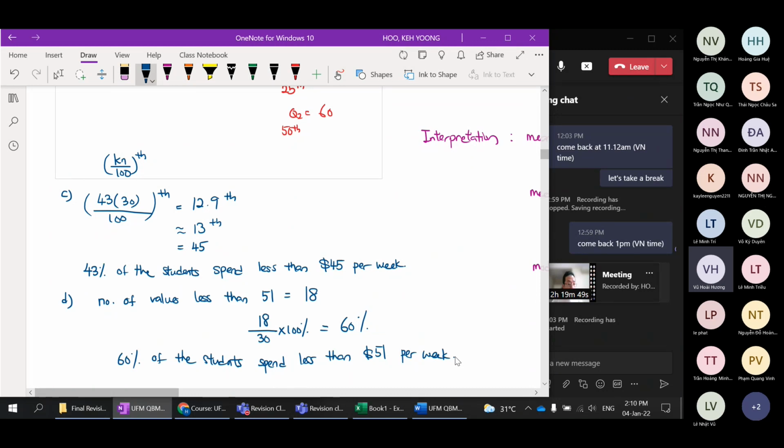So C and D look like they have some relationship, right? C is giving you the percentile rank and you need to find the value. And D is giving you the value, and you need to work backwards to find the percentile. Okay, any questions?